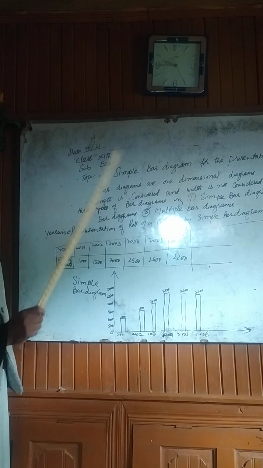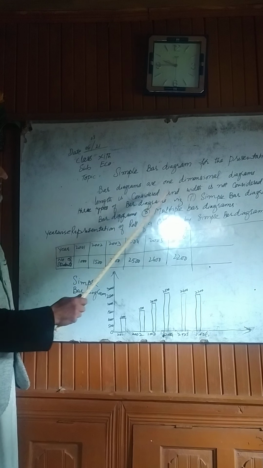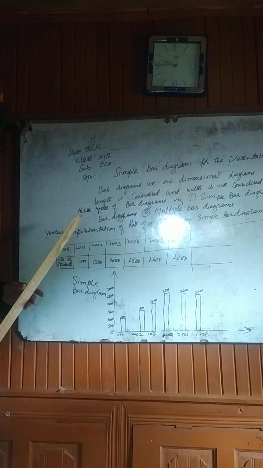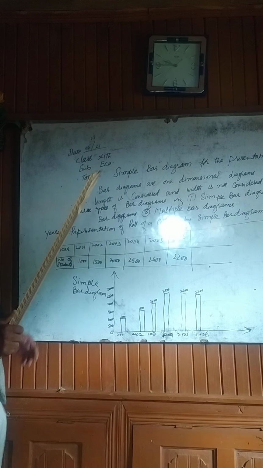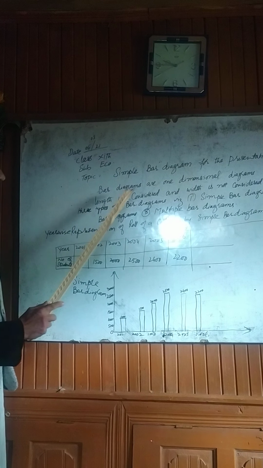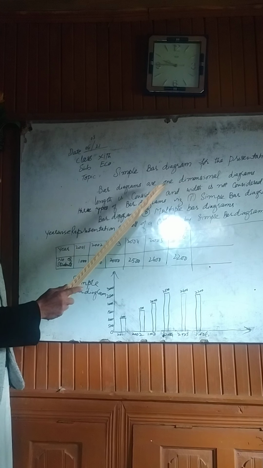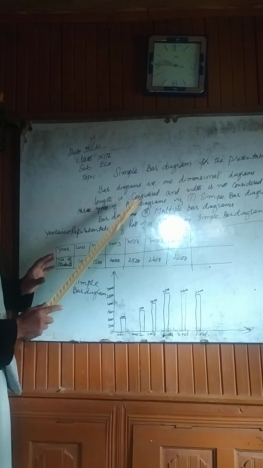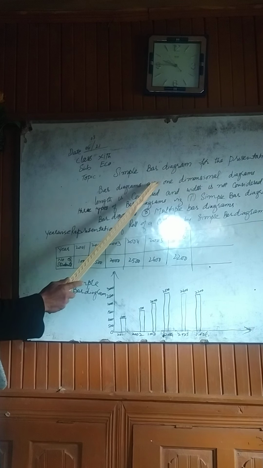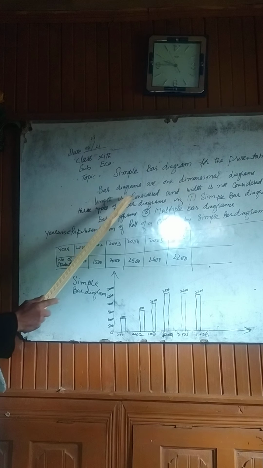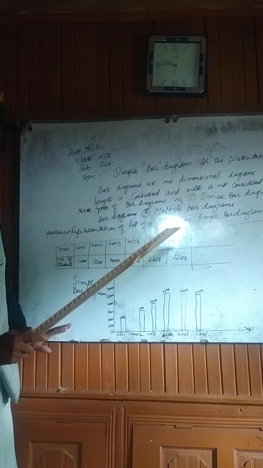Bar diagrams are one-dimensional diagrams where the length is considered and width is not considered. It means one thing should be taken into consideration: when we make use of bar diagrams, they are only one-dimensional, where only length is considered. Whatsoever data we are going to represent, it should be represented by means of this, but here the length portion of the diagram matters the most and width is not considered.